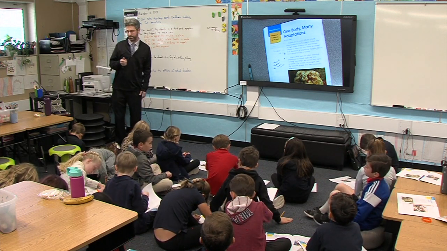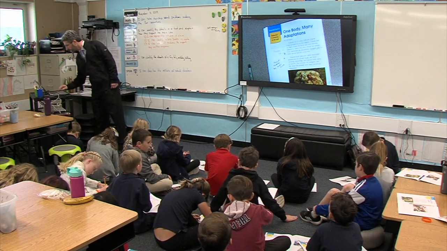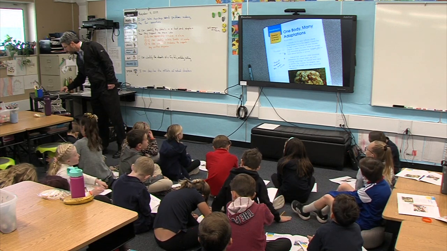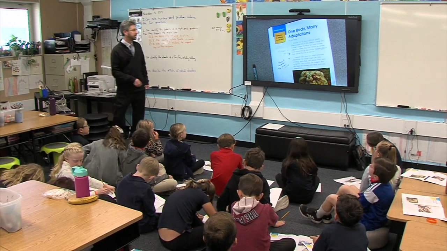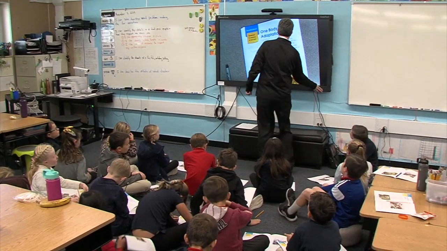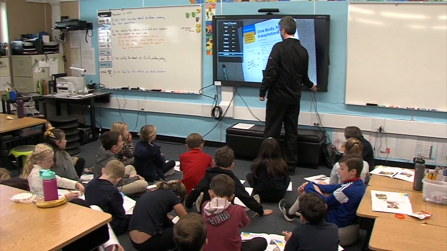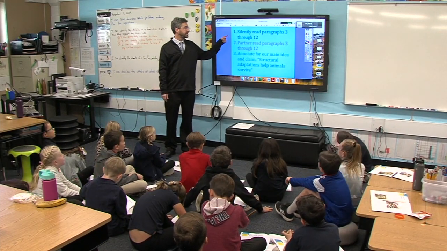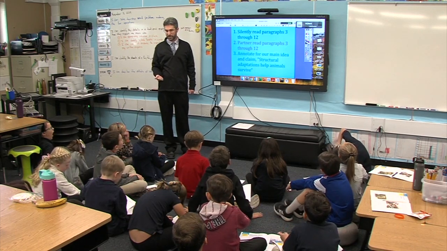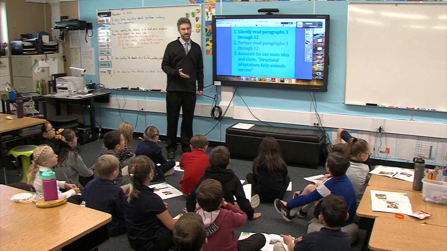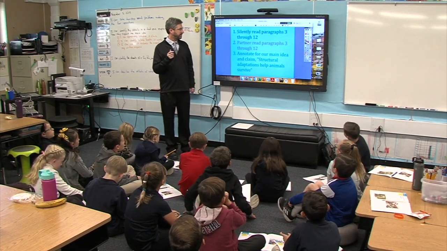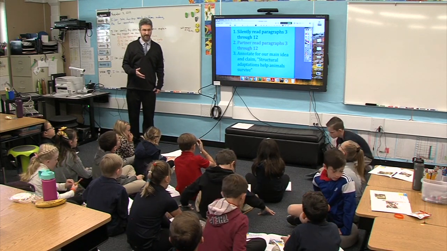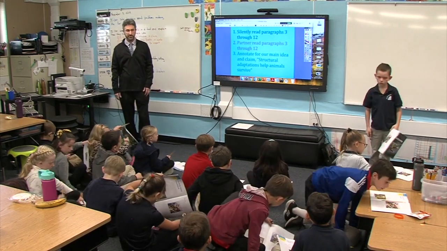So we got you started. We've got this main idea. So what you're going to do now, and this is going to be fairly familiar, you're responsible for the following. You're going to silently read paragraphs 3 through 12. When you're done with that, you're going to partner read that same section, and then you're going to annotate for the main idea and claim, right, this idea that structural adaptations help animals survive. And yeah, we're independent, so you're allowed to move around.